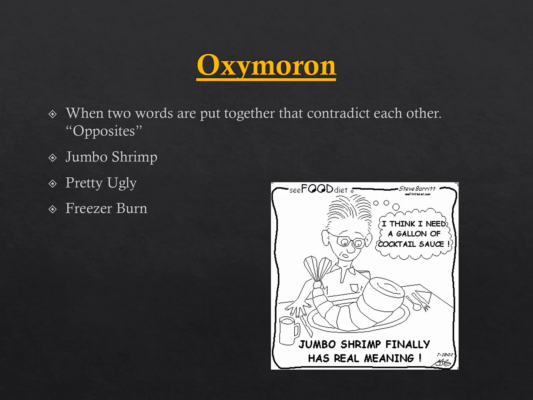Now let's also have oxymoron. Oxymoron is when two words are put together that contradict each other, that are opposite to each other. Examples: jumbo shrimp, pretty ugly, freezer burn. For oxymoron, most often, these expressions are put together, meaning they stay side by side. And if they're opposite, that will give you the idea that what you are reading is an oxymoron.